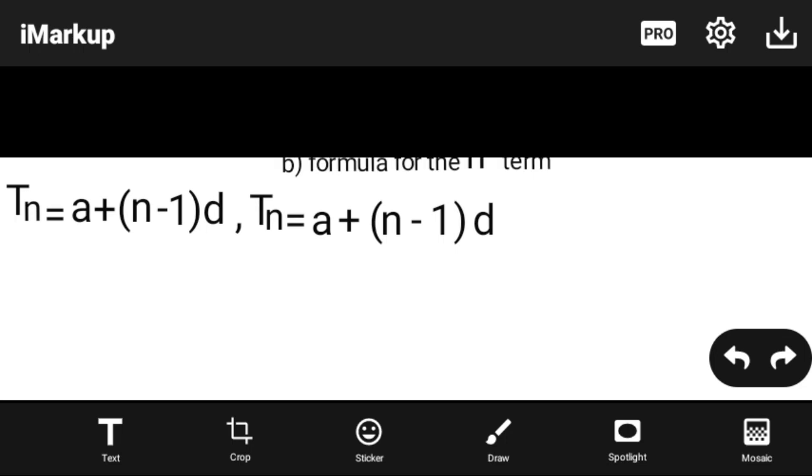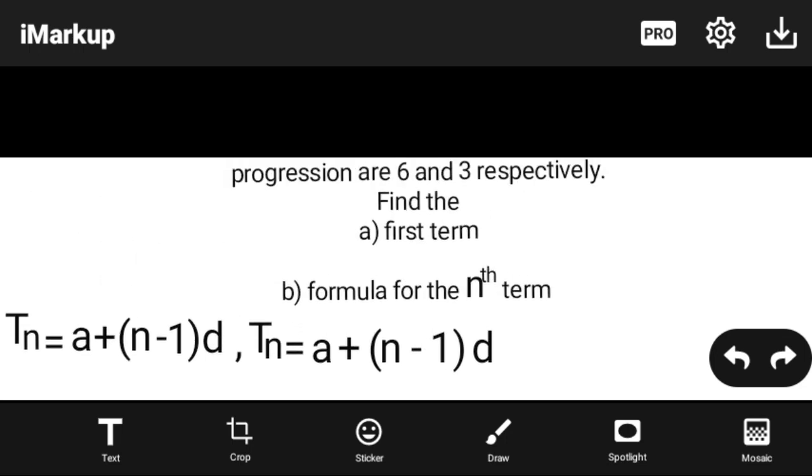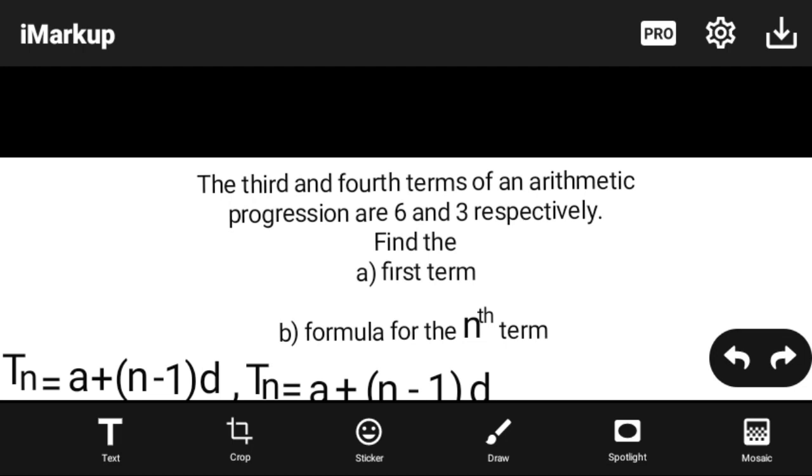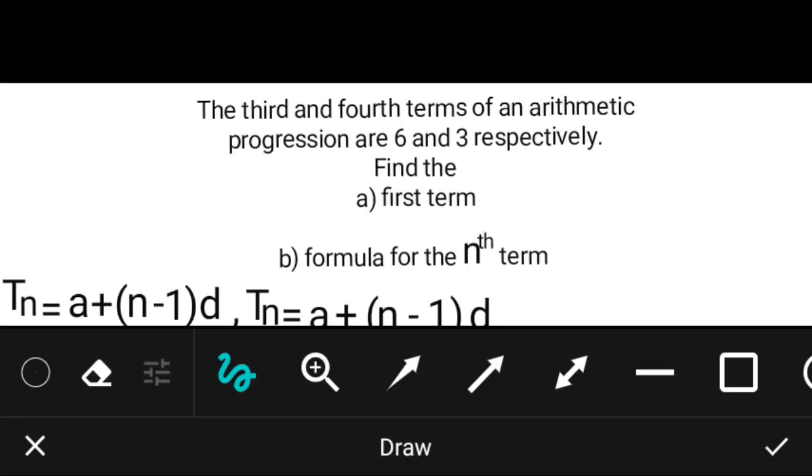Okay, so let me just write this same formula on this other side. Like that. This is the formula we use when finding the arithmetic progression. When you are asked to find either the first term, the second term, the third term, or any term in an arithmetic progression, this is the formula that we normally use. Now let's quickly go through the question once again. We need to understand certain things here.